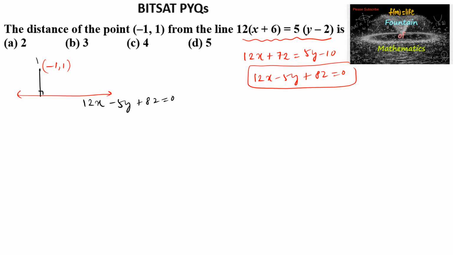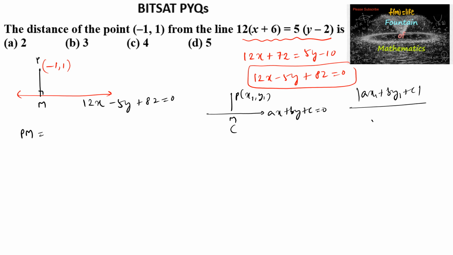So let us consider this point P, and PM is the perpendicular distance. So we need to find PM, by using the concept that from the point x1 comma y1, the perpendicular distance upon the line ax plus by plus c is equal to 0 is given by mod of ax1 plus by1 plus c upon root of a square plus b square.